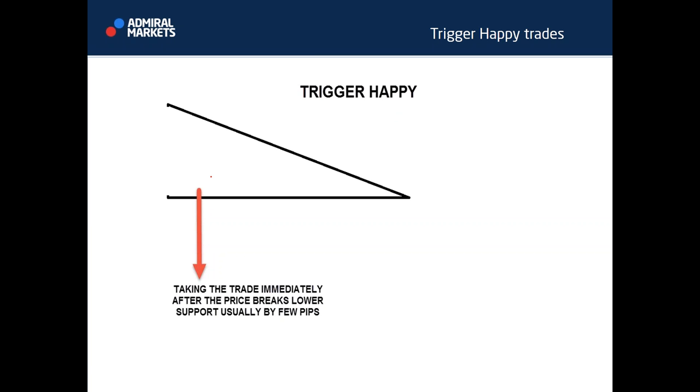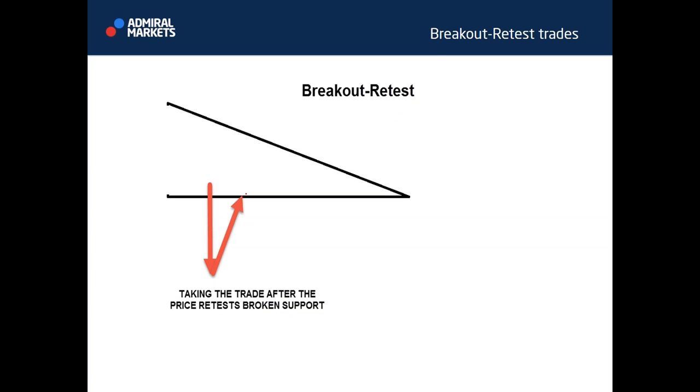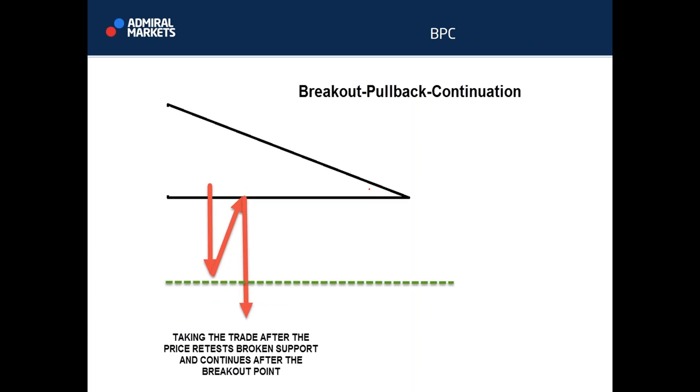So trigger happy, yes, Nafisa, I will explain. A trigger happy trade is taking the trade immediately after the price breaks lower support. Breakout retest is waiting for a retest of the breakout point. So if this was a breakout point, this is a retest. And breakout pullback continuation is taking the trade after the price retests broken support and continues after the breakout point. So this is point one, this is point two, this is point three.